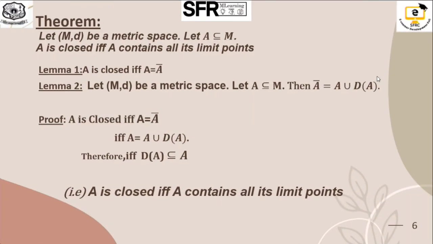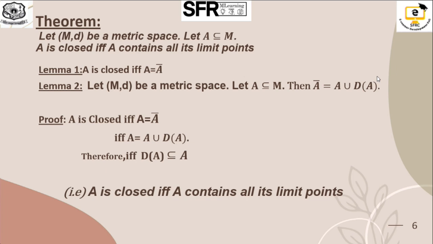Next, we move on to the theorem where M is a metric space and A is a subset of M, and A is closed if and only if A contains all its limit points. Before proving this theorem, we see two lemmas. Lemma 1: A is closed if and only if A is equal to A closure. Lemma 2: if M is a metric space and A is a subset of M, A closure is equal to A union the derived set of A, that is D(A).